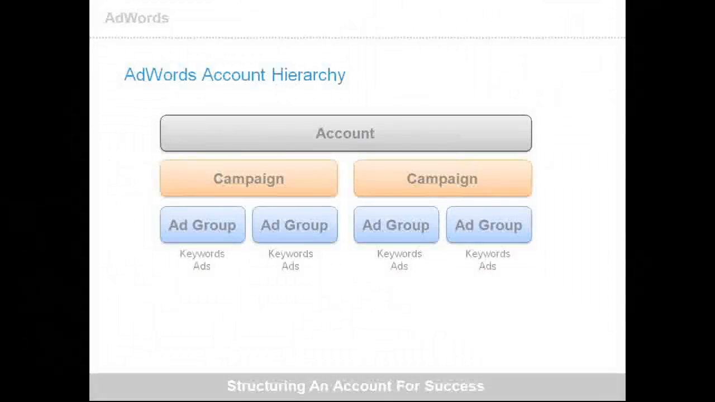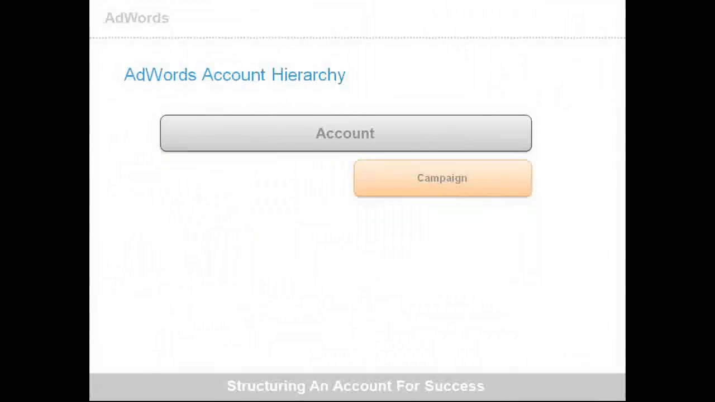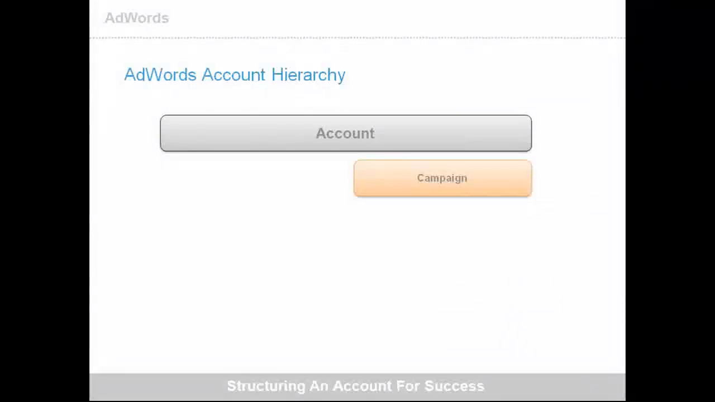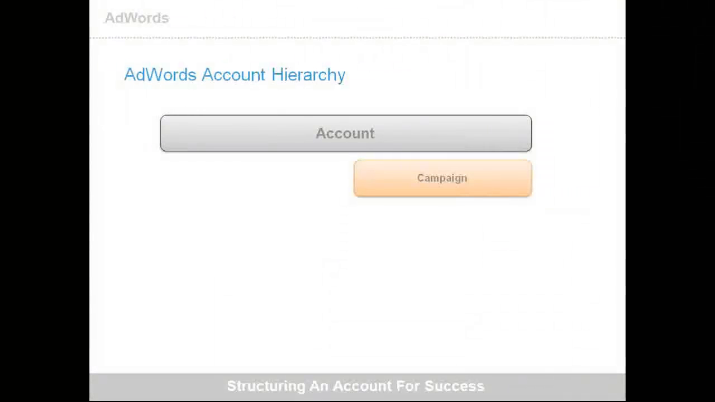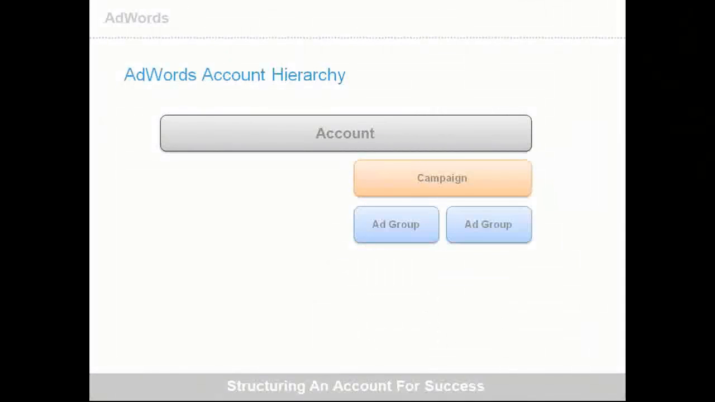Okay, so this is an account hierarchy. This is how your account is structured. You have the account level at the top. You have a bunch of campaigns under the account. Under each campaign, you have certain ad groups. And under every ad group, you have a bunch of keywords which are associated with a bunch of ads. Ads could be display or it could be text, whichever.